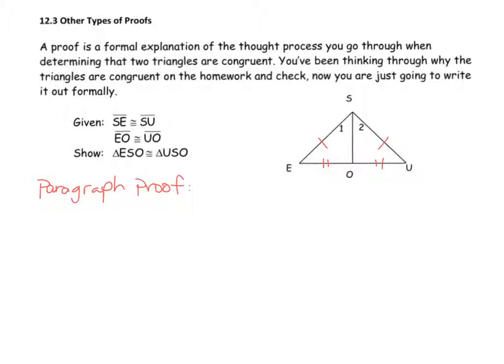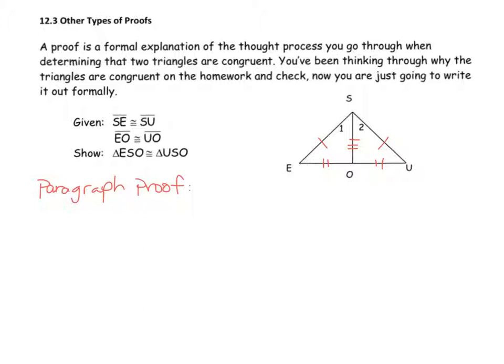And then for my third thing, I'm going to note that I have a shared side. That shared side is right here, so I'll mark that congruent to itself. So now that we have our diagram all marked, it's pretty clear that triangle ESO is congruent to triangle USO by side, side, side.